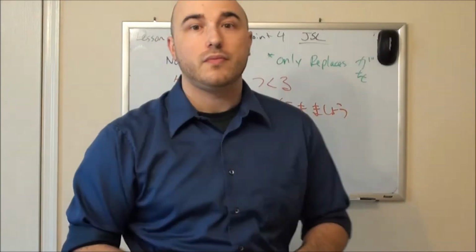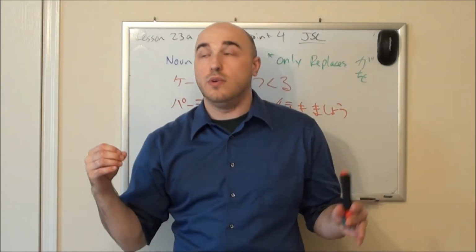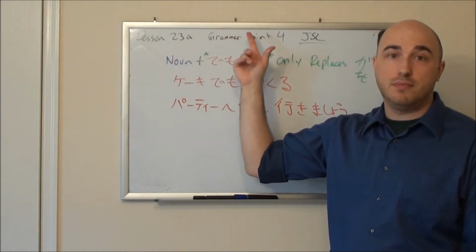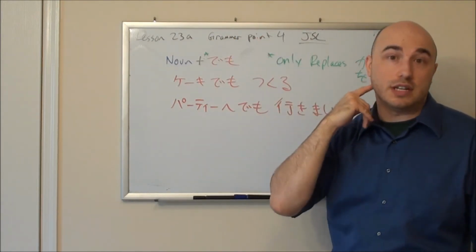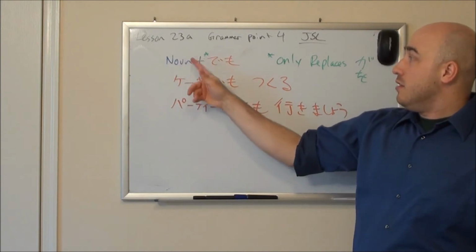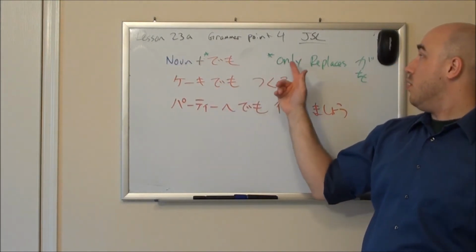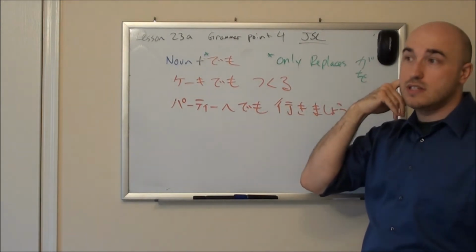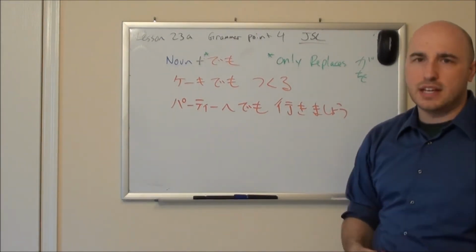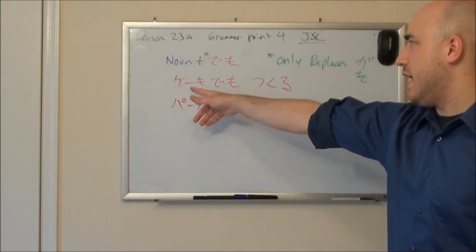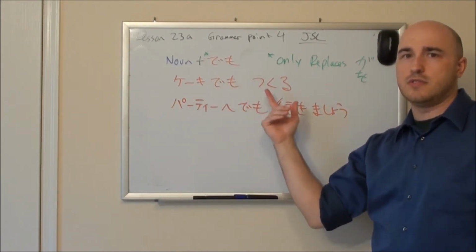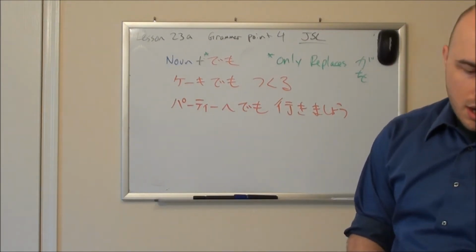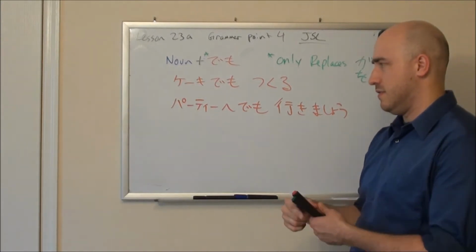Okay, now we're talking about what's in the JSL book, Japanese as Spoken Language book, lesson 23A, grammar point 4. Noun plus demo, and it only replaces ga or o, translates loosely to something like that. So here we have keiki demo tsukuru. Hey, let's make like a cake or something. Cake or something. Yeah, or something is a basic translation of this.